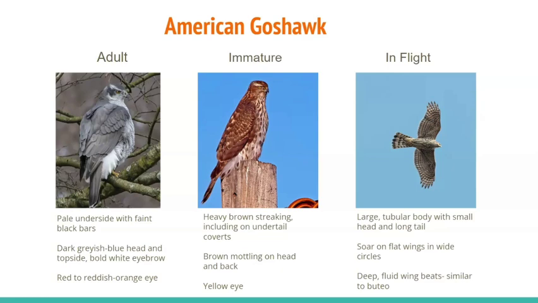In flight, the American goshawk has this very large, very tubular body with a small head and a long tail. In flight, it's easy to mistake them for a buteo because, again, those long, broad wings just make it feel like a very bulky bird. They also tend to soar on flat wings in very wide circles. And their wing beats are very deep and fluid, again, very similar to a buteo.